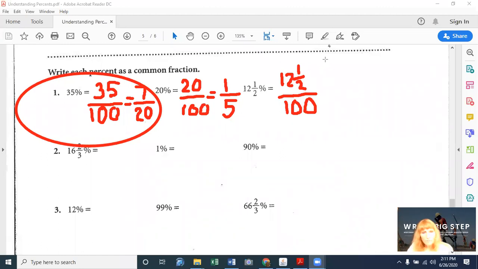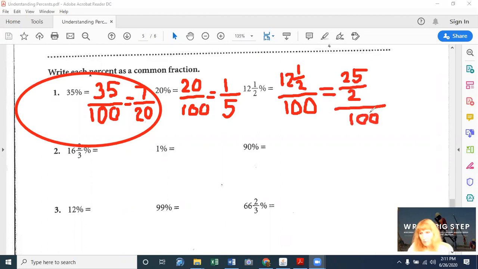Now what you're doing is you're going to change 12.5 to an improper fraction. So remember how to do that. You take the whole number times the bottom plus the top. So 12 times 2, that's 24, plus 1 is 25. So that's equal to 25 on the top, and it's 25 halves, right? Because you keep the same number on the bottom, all over 100 parts.